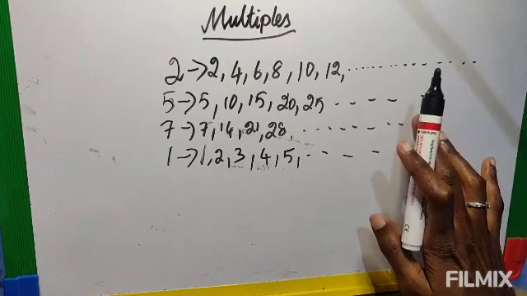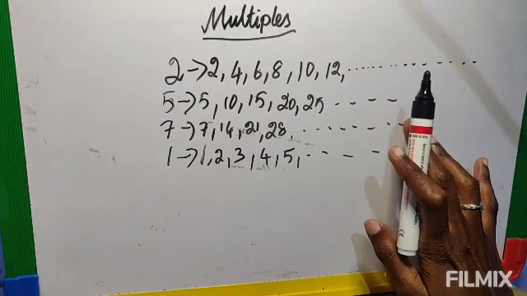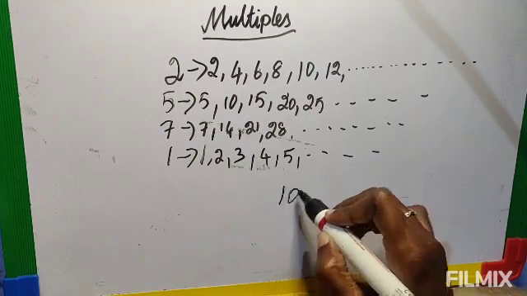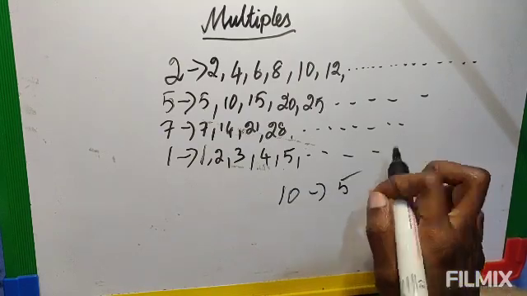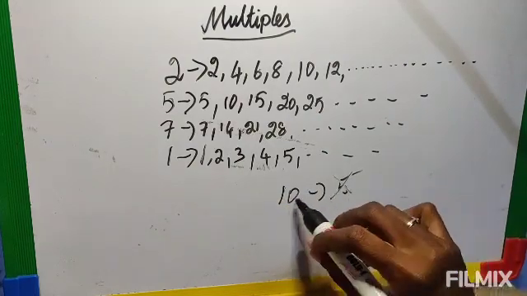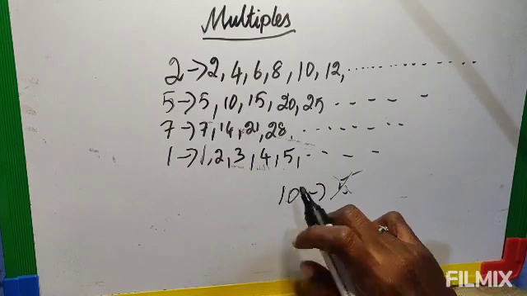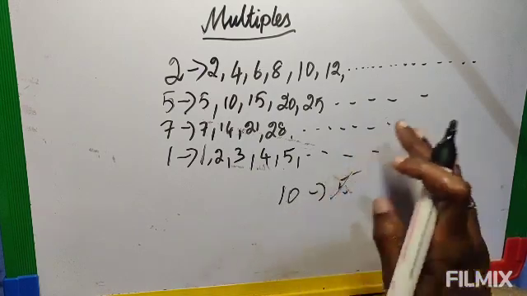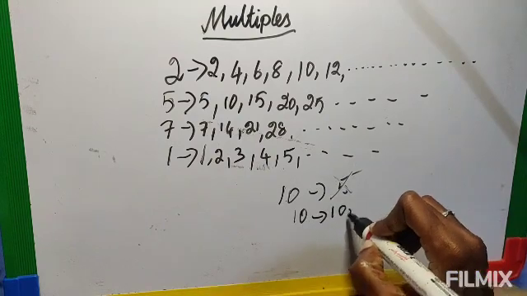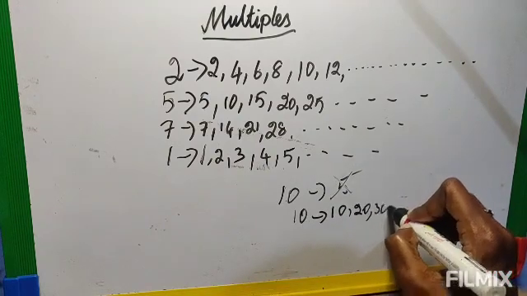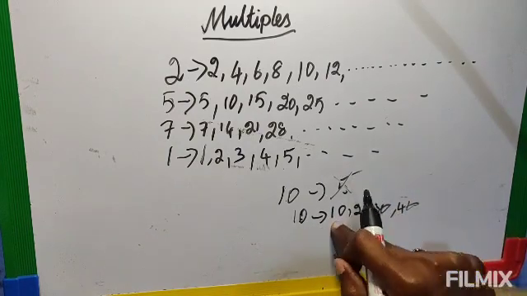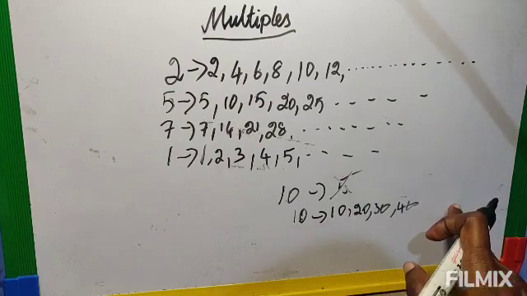Again, a multiple of a number cannot be smaller than the number. Suppose we take 10; a multiple of 10 cannot be 5. The multiple cannot be smaller than the number. It should be equal, otherwise greater. The multiples of 10 will be 10, again 20, and so on. It will increase and go, and will not become smaller than the number.